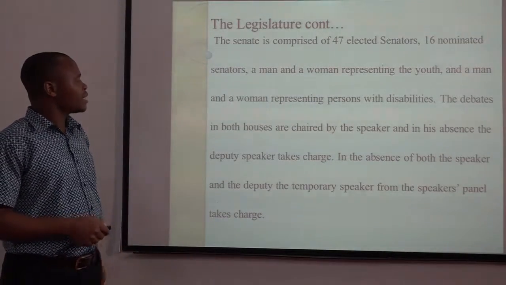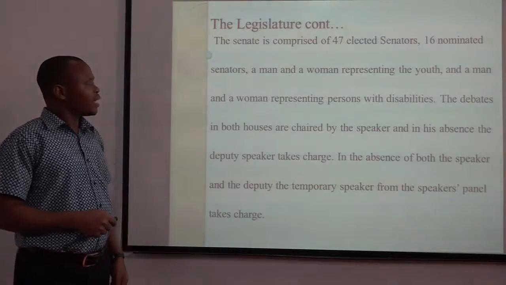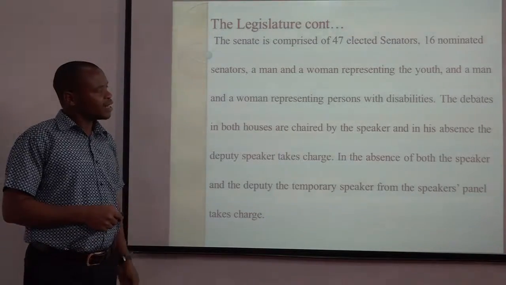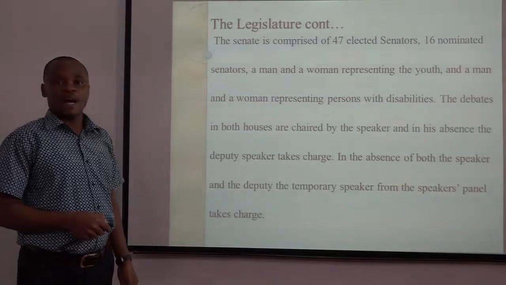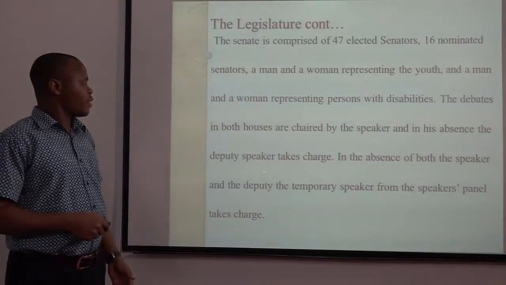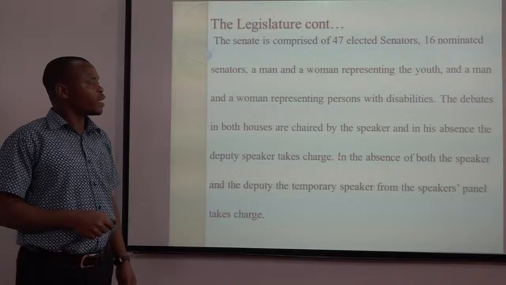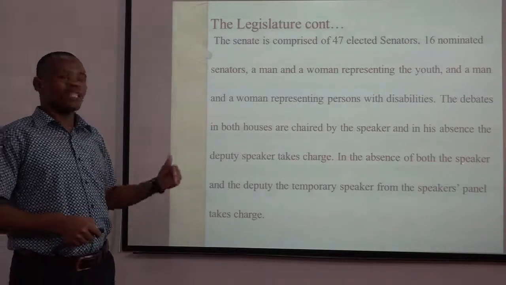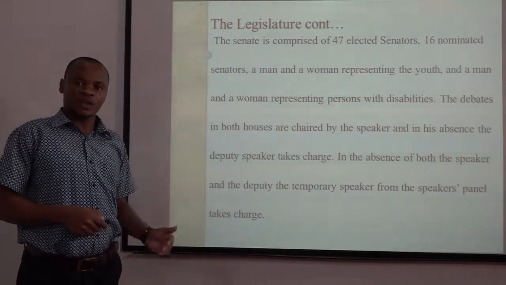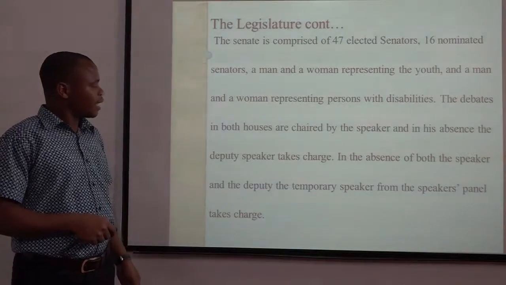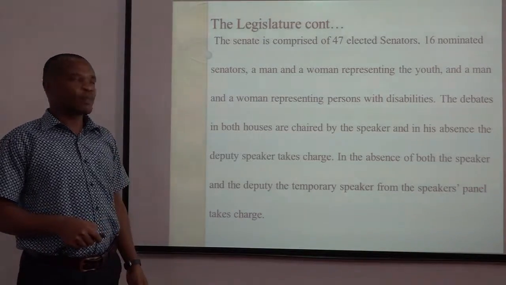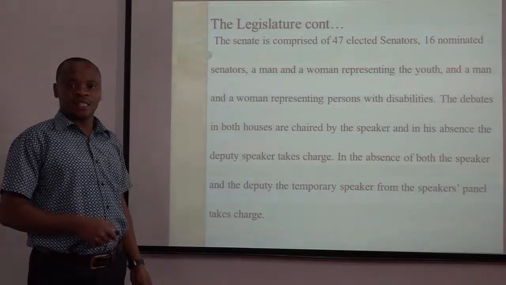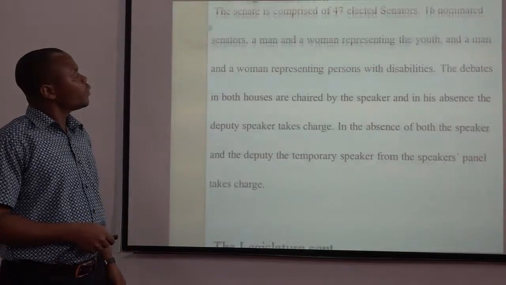The debates in both houses, that is the National Assembly and the Senate, are chaired by the Speaker, and in his absence, the Deputy Speaker takes charge, and in case both the Speaker and the Deputy Speaker are not there, then a temporary Speaker from the Speaker's panel takes charge.